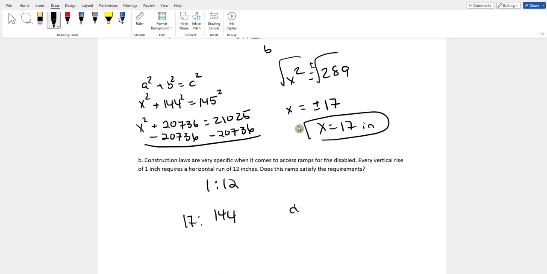So this does not simplify to 1 to 12. Basically, in order to simplify this, you need to figure out what numbers. There are no common factors that will reduce this. You cannot divide 17 and 144 by a number that will reduce it to 1 to 12. So since this cannot be reduced, the ramp does not satisfy the requirement.